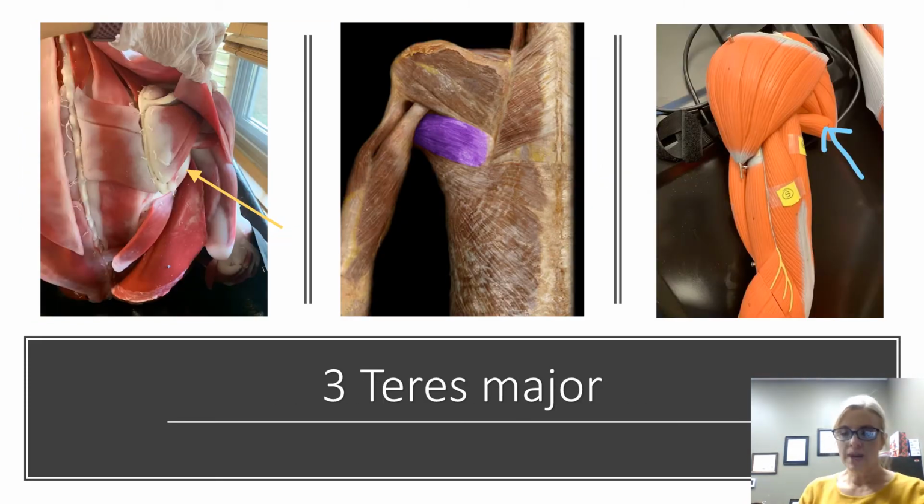Next, we have the teres major, and of course, major always means larger or greater. So there's two of these. We have major and minor. So this is the greater. Teres means rounded, even though on the cadaver, it's very flat. You can see on the model there, it is more rounded. So it's called the greater rounded muscle, and it abducts the arm, assists in that. You can see we have several muscles that do that. It medially rotates the arm and assists in arm extension as well.